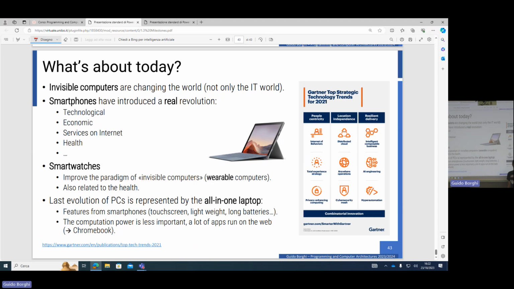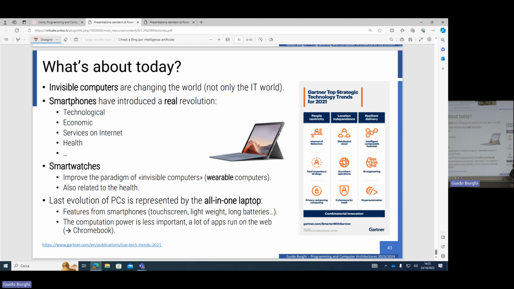So we have seen the different generations of computers, the historical evolution of computers. So what about today? What can we say about the evolution of computers in current time? We can say, first point, invisible computers, the IoT paradigm, the Internet of Things paradigm, is changing the world, not only the IT world, not only the computer science world, but many other fields related to technology.